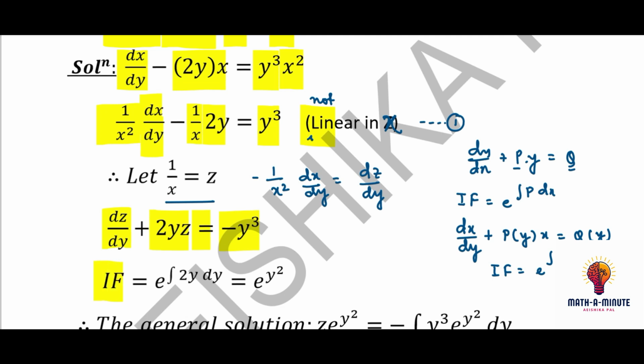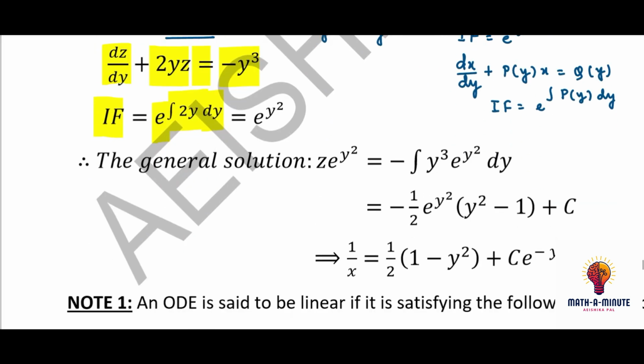So the integrating factor will be e^(∫2y dy). If we integrate this, it will be e^(y^2). So the general solution for the given differential equation will be z e^(y^2) = ∫Q(y) times the integrating factor dy + c. Here Q(y) is -y^3. So we just have to integrate this. It will be -1/2 e^(y^2)(y^2 - 1).